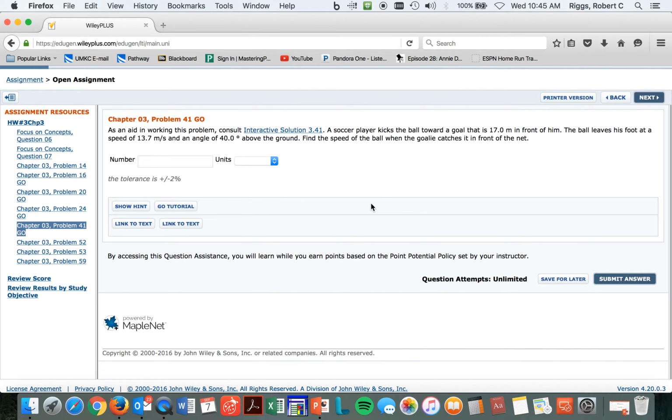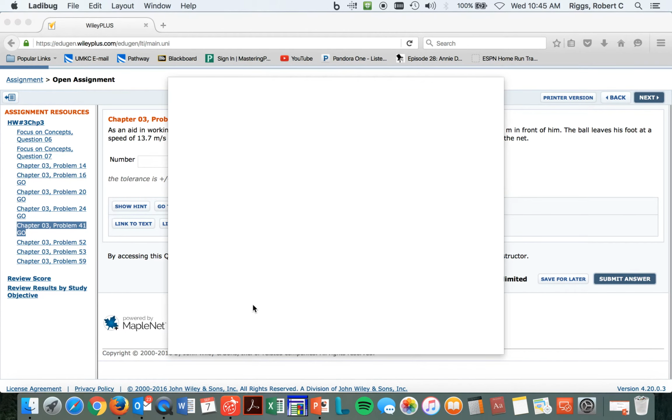So let me get down the information that I have here, where V naught is 13.7 meters per second. And the distance, the range that it actually went, is 17.0 meters. The ball leaves its foot, and the angle that it left was 40 degrees. Okay, that's all the information I have. Let's take a look at what the problem's actually saying.